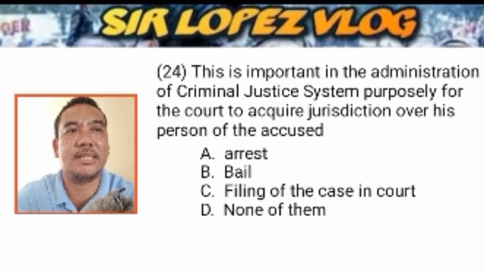This is important in the administration of criminal justice system purposely for the court to acquire jurisdiction over the person of the accused. A. Arrest. B. Bail. C. Filing of the case in court. Or letter D. None of them.